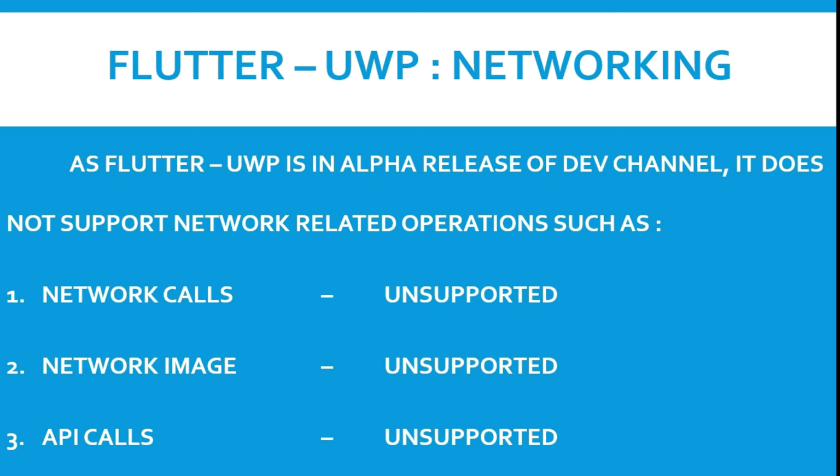Secondly, is network image supported? No. As of now, only image from asset is supported, that is Image.asset or AssetImage, in Flutter UWP applications. Next comes the API calls. You cannot hit any REST API calls or do any REST API operations with the Flutter UWP platform because it is in active development. These functionalities will be developed in the coming months and then released to Flutter UWP. So as of now, Flutter UWP does not support network calls, network image and API calls.